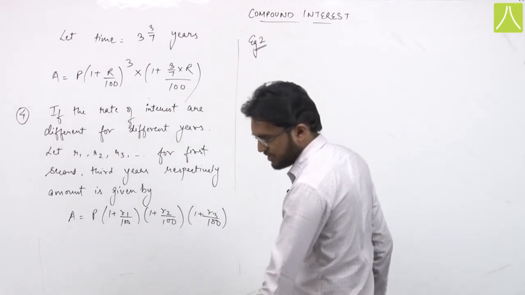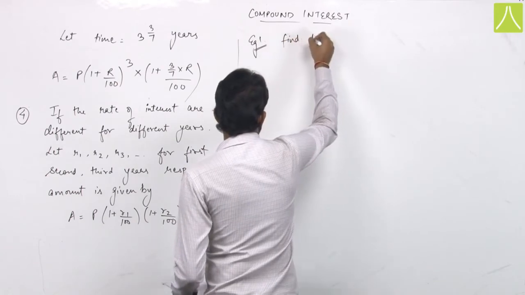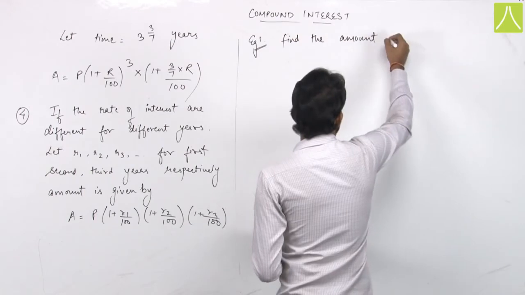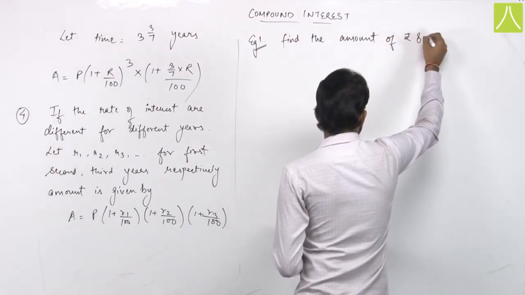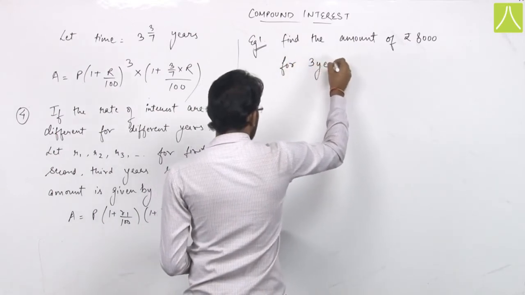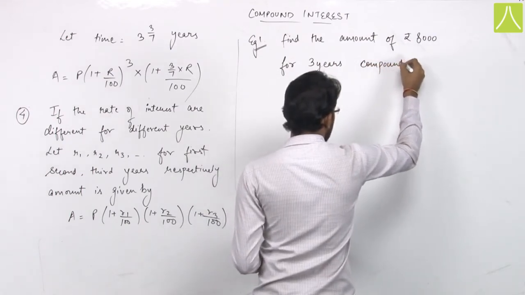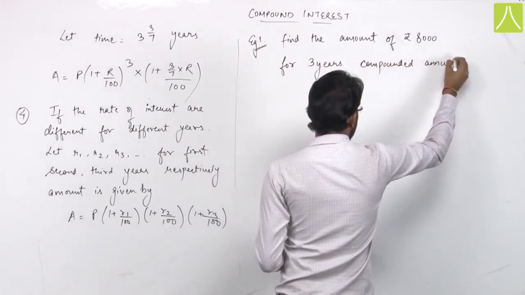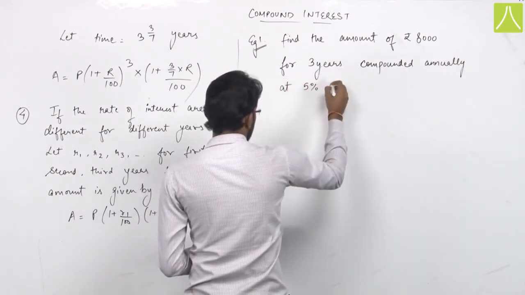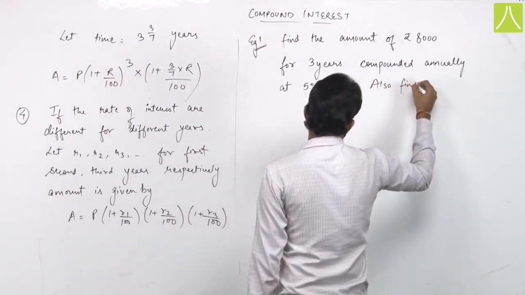Let us see some examples related to it. We have to find the amount of rupees 8,000 for 3 years compounded annually at 5% per annum. We have to also find the compound interest.